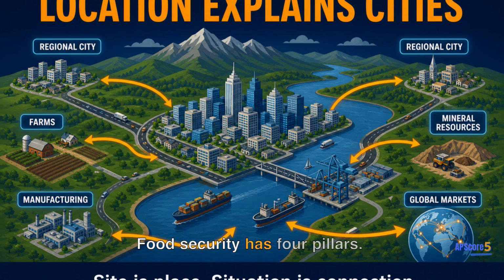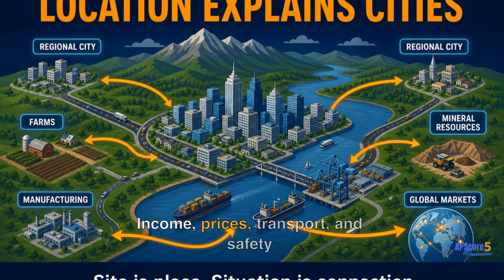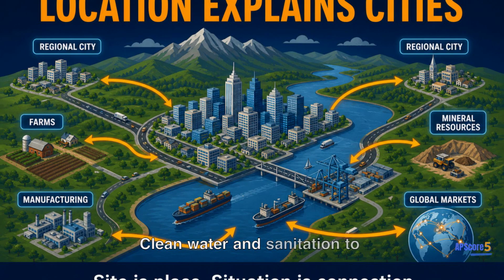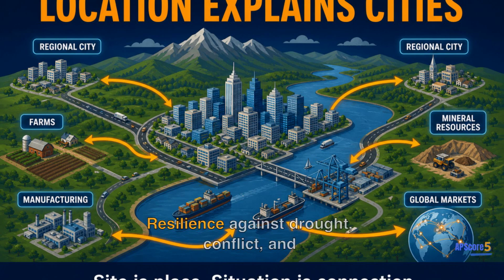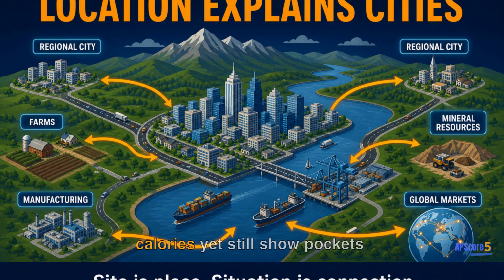Food security has 4 pillars. Availability. Domestic production, plus imports minus losses. Access. Income, prices, transport, and safety to shop. Utilization. Clean water and sanitation to absorb nutrients. Stability. Resilience against drought, conflict, and currency shocks. A country can grow enough calories yet still show pockets of hunger.